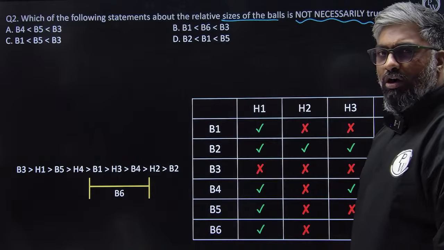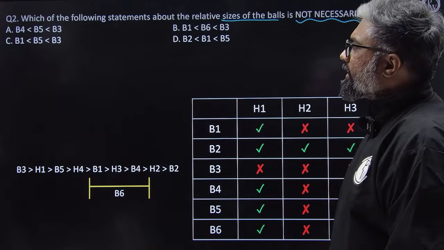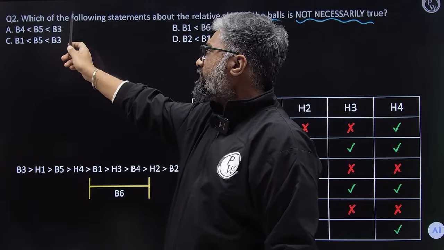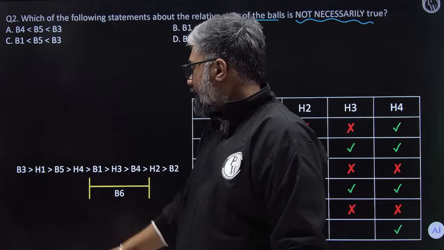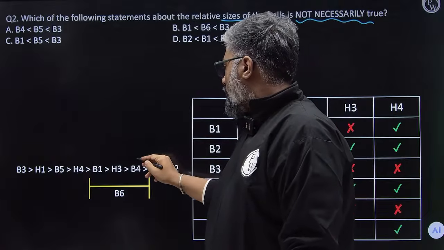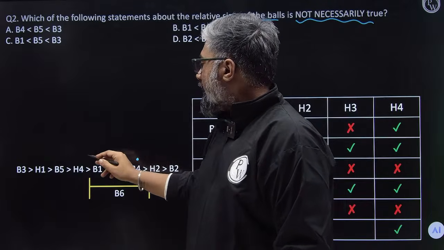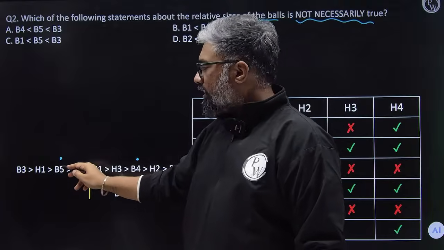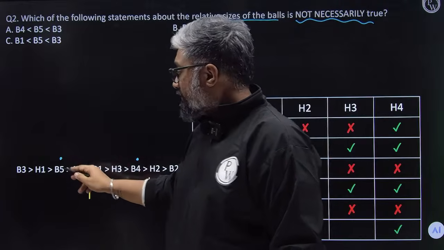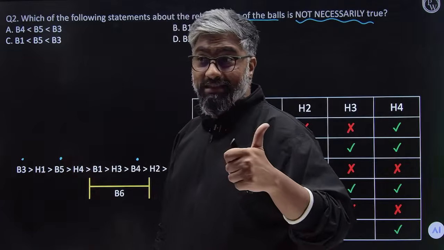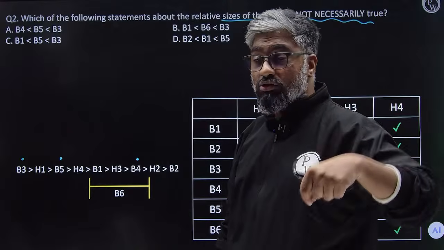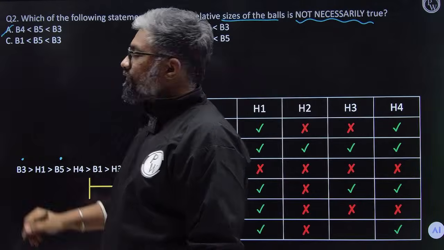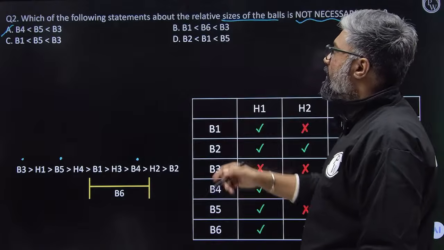Let's see. Let's go by options. It's better to go with options in this case, right? They're saying B4 is smaller than B5, then smaller than B3. Is B4 smaller than B5? Yes, it is. B4 is smaller than B5. Is B5 smaller than B3? Yes, it is. Is it true? Yes, it's true. Do I need true? No, I want things that are not true. Eliminate. Let's try option B.